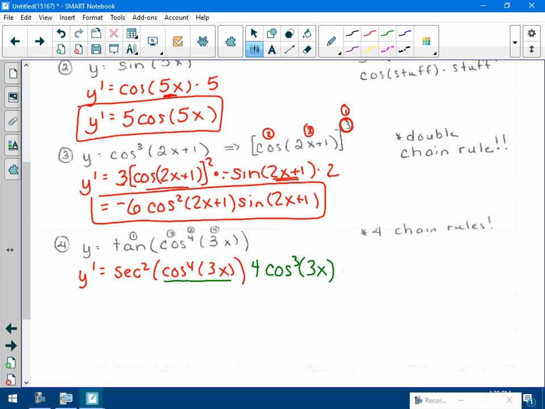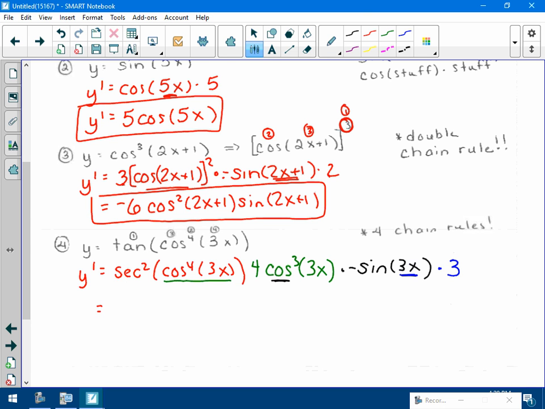Okay. Now I've got to take the derivative of the cosine piece of that. Cosine of stuff. Derivative of cosine is negative sine of stuff. And then finally, the stuff inside there is just times 3. Pretty intense, but that's where chain rule comes from. It just keeps on going.